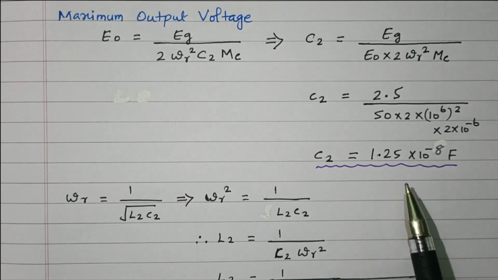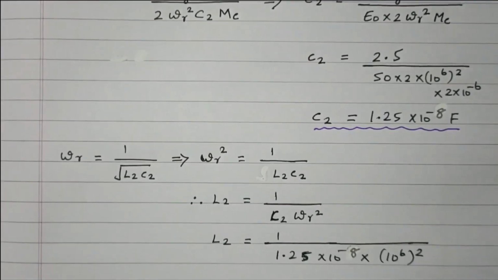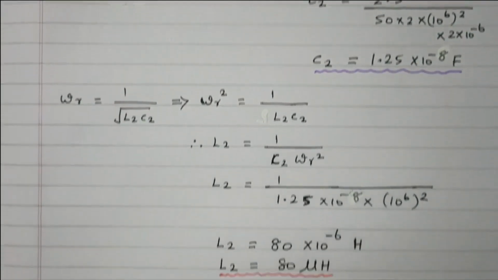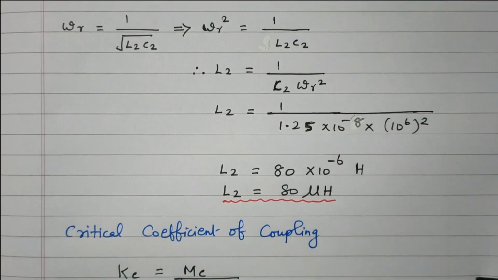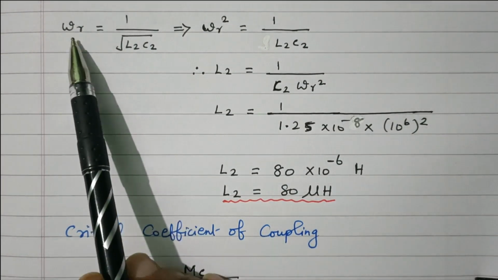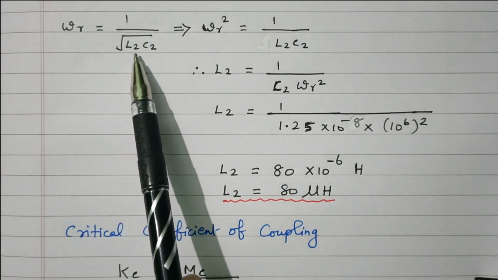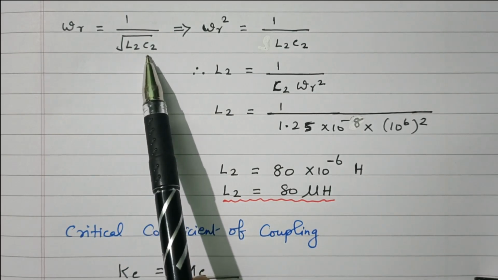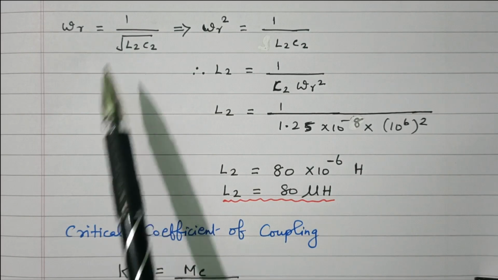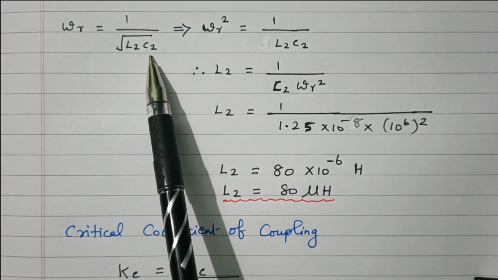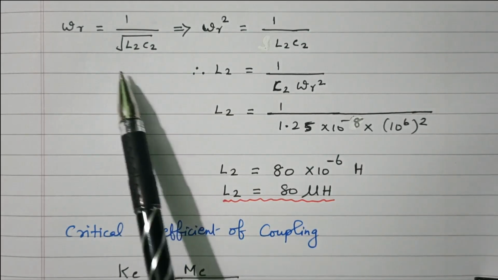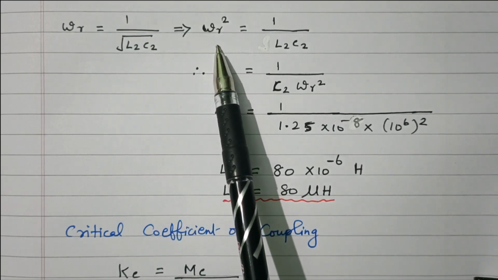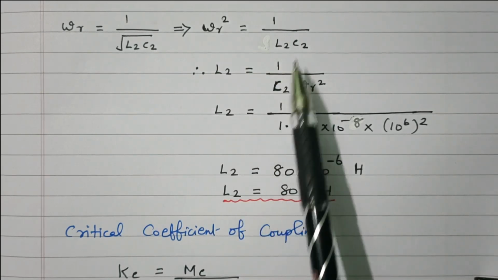Now we calculated C2 also. Now we need to find the L2 value. L1 already calculated. Now we'll go for the L2 value. So we'll use the same formula, omega R, but here L2 C2. Earlier we used L1 C1. Now C2 is calculated, so we can use this C2 here to find the L2. Earlier C2 was not available. Now square on both sides, omega R square equals 1 divided by L2 C2.